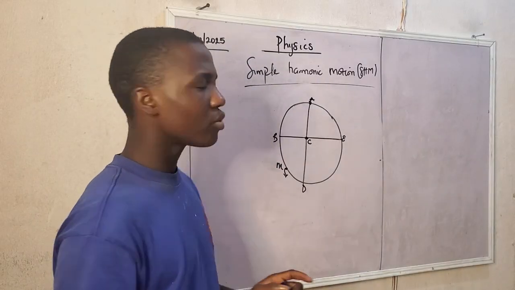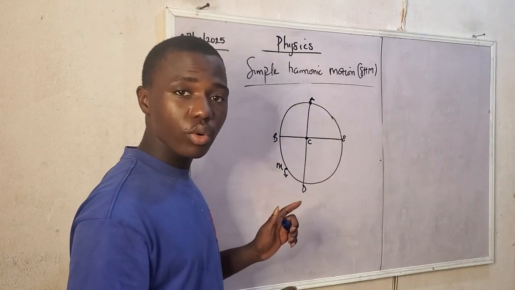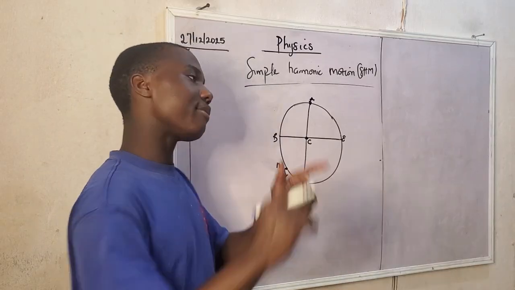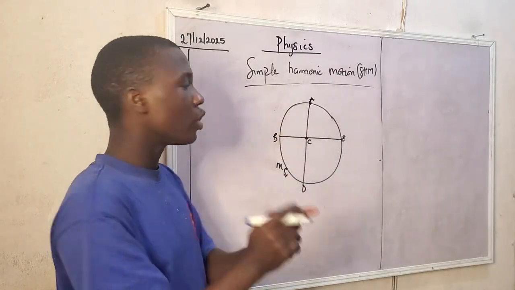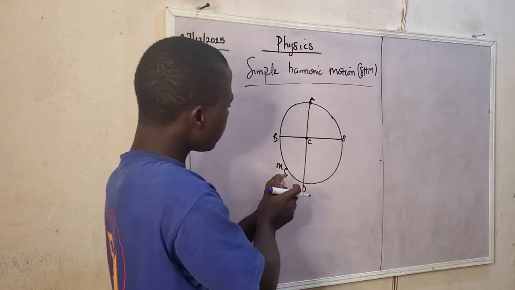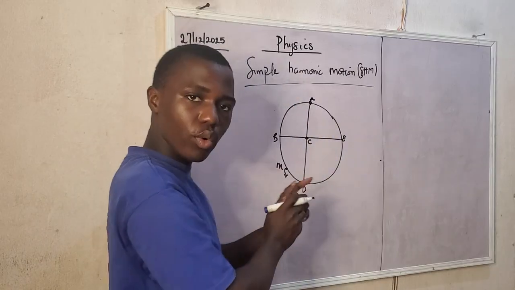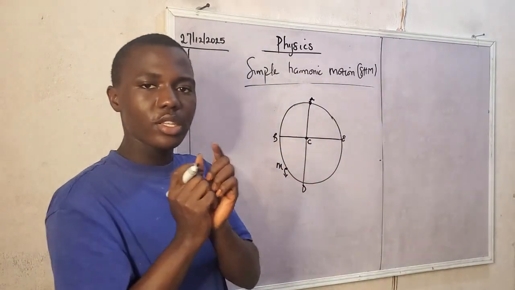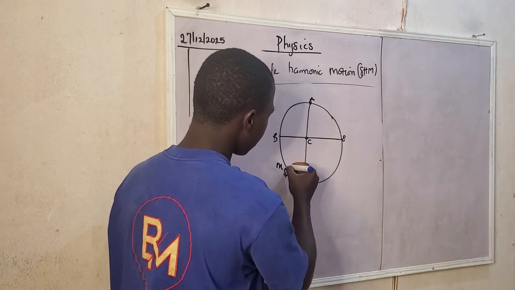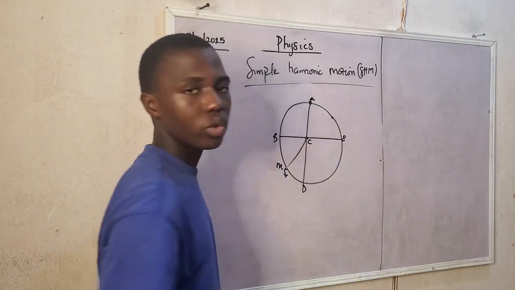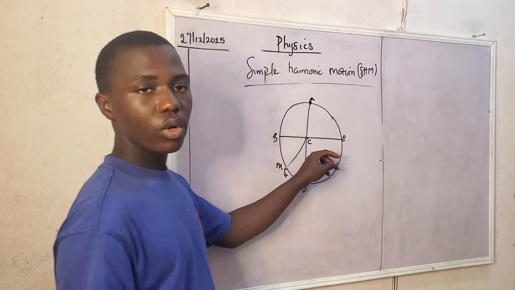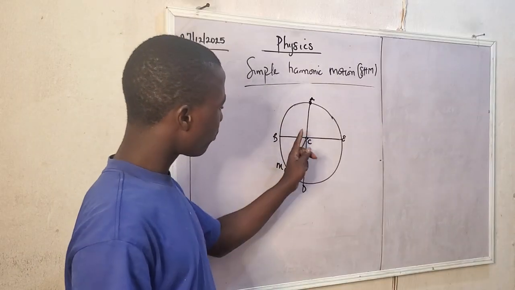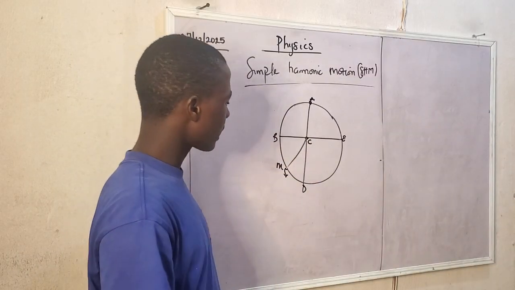Note for simple harmonic motion, the object's acceleration is always directed towards a fixed point, which is the center of the motion. So at any point in this cycle, its acceleration will always be directed towards a fixed point, which is the center of the cycle.